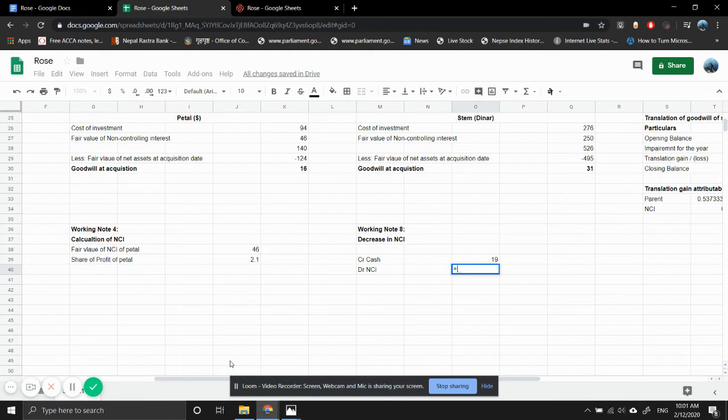And what was the NCI? At the year end, it was this figure plus this figure, 2.1. So this is 30%. That means we need to remove 10% out of it, so 10 divided by 30, right? Once that's done, we received only that much. That means a negative movement in other component of equity, so there will be a minus of this figure. Reduction in NCI, working note number 8.